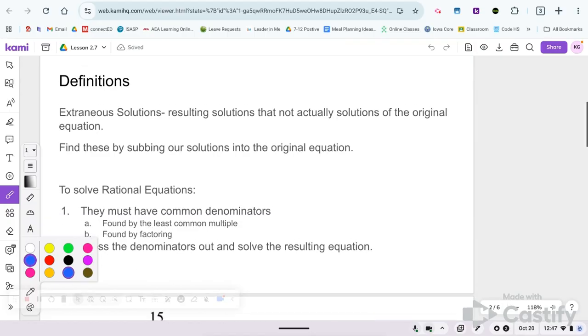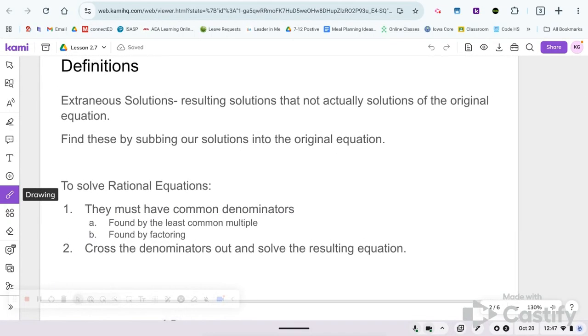So our definitions today, we have what is an extraneous solution? That is a solution that is not actually a solution of the original equation. So we might solve and get a couple solutions, but when we sub them into the original equation, we find out that's something that x cannot be.